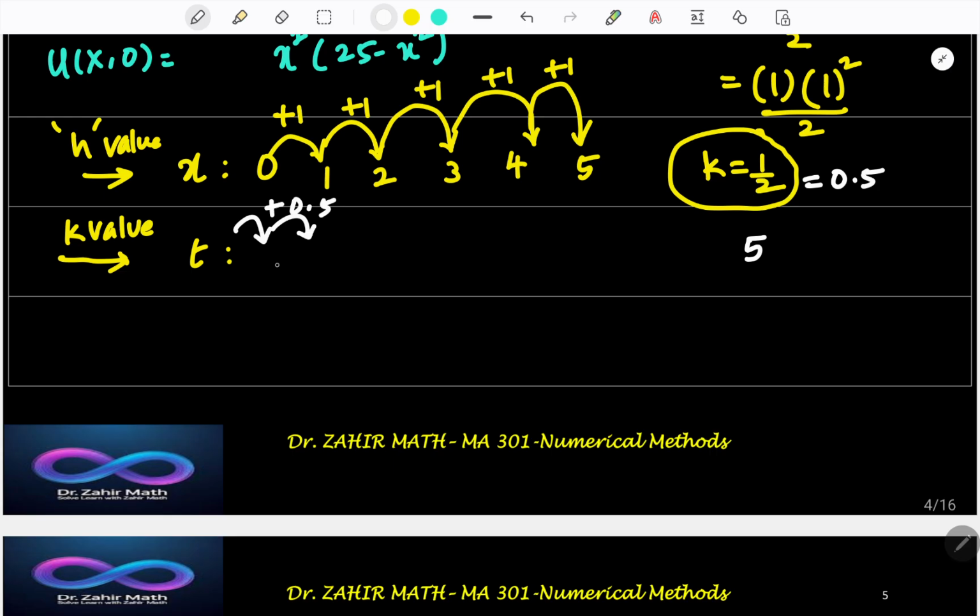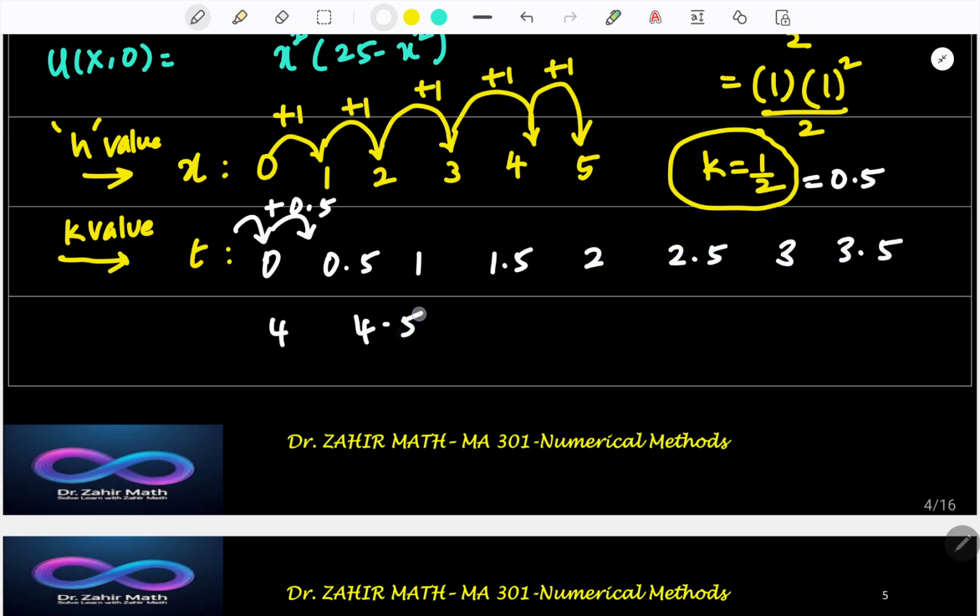So you are jumping by adding 0.5. t always starts from 0, 0.5, 1, 1.5, 2, 2.5, 3, 3.5, 4, 4.5, and then 5. This is the ending value. Let me write it in a proper way: 0.5 and then 1, 1.5, 2, 2.5, 3, 3.5, 4, 4.5, and then 5. Clear, everybody? So in this way, before starting the table, just make sure of your x values and your t values.